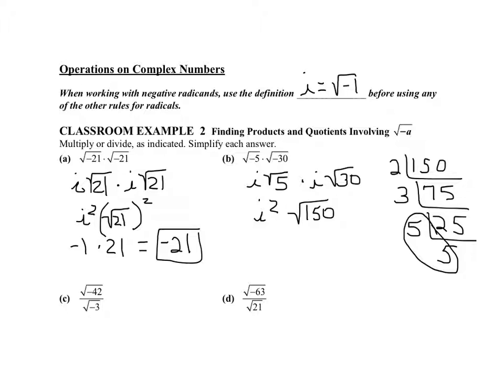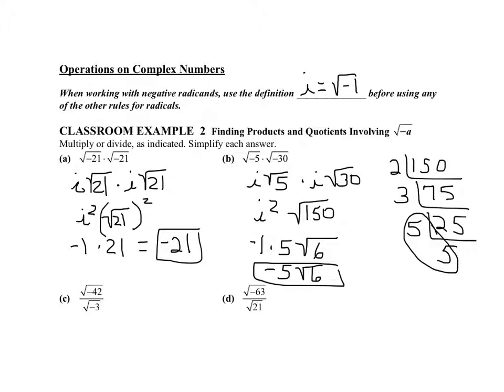So the i squared turns into negative 1 times, when I simplify the square root of 150, 5 comes to the outside because that's what I circled. On the square root, 2 times 3 gives me 6, so that's negative 5 times the square root of 6. And that would be my answer there.